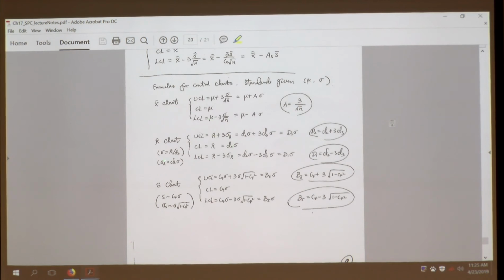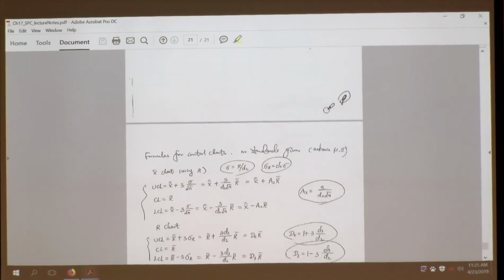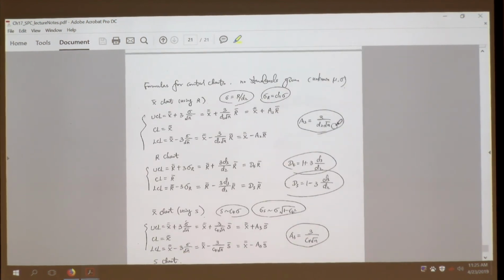Because we know the variation, this sigma R will equal D3 sigma, because we already know the sigma. So we will be able to get the R chart. We will also be able to get an S chart based on mu and sigma when mu and sigma are given. But in real world industry practice, these two are not going to be given. So that's why we need to approximate mu and sigma with the sample mean and sample variance.